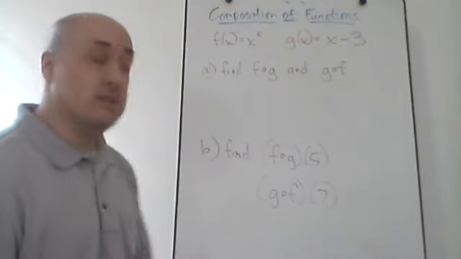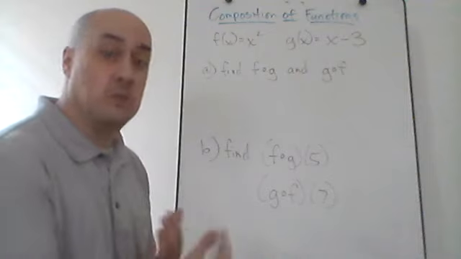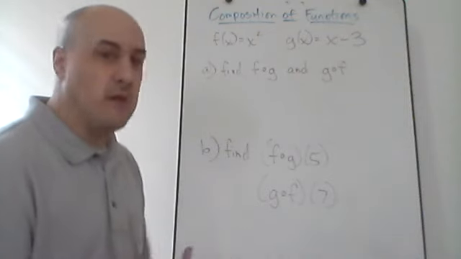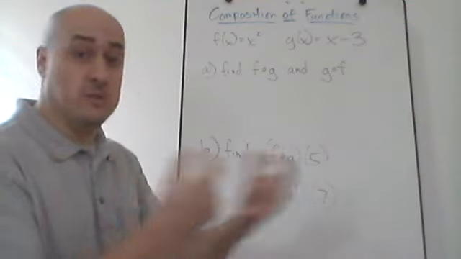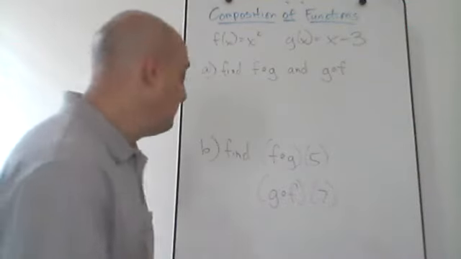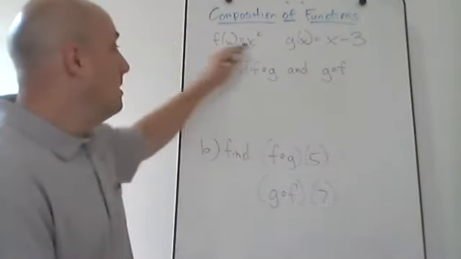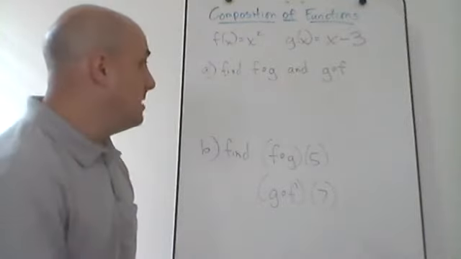And so when you're doing a composition of functions, you have to be careful that you're doing them in the correct order, that you get the right answer. Because if you do them backwards, it might come out wrong. Just like if you're doing subtraction and you switch the numbers and you do it backwards, you get the wrong answer. All right. So f of x equals x squared, g of x equals x minus 3.